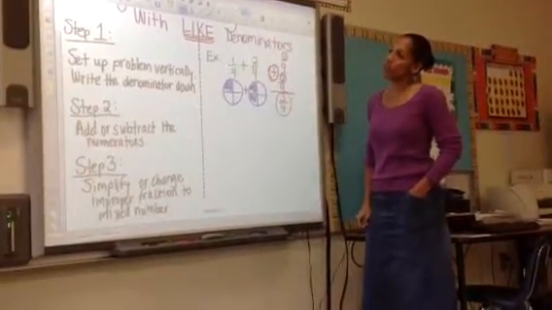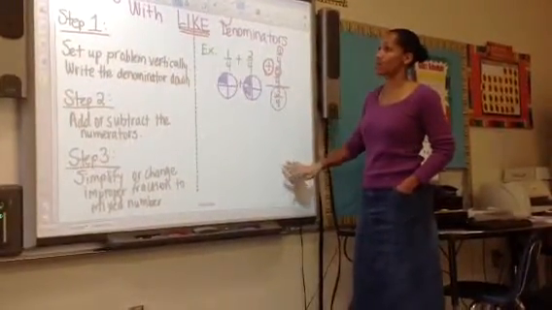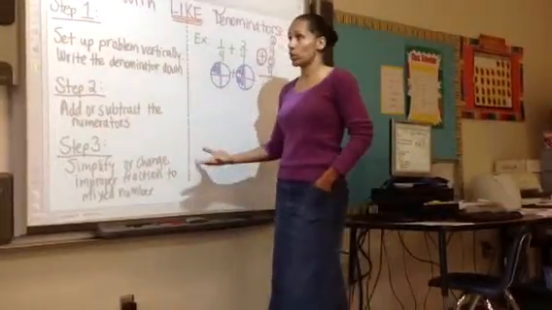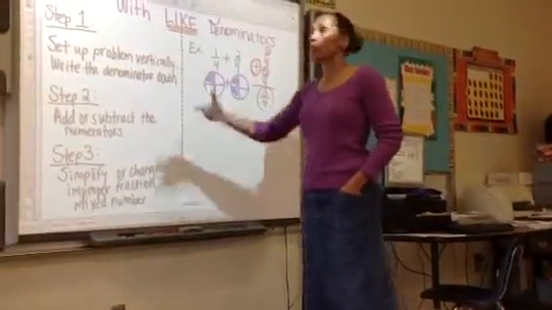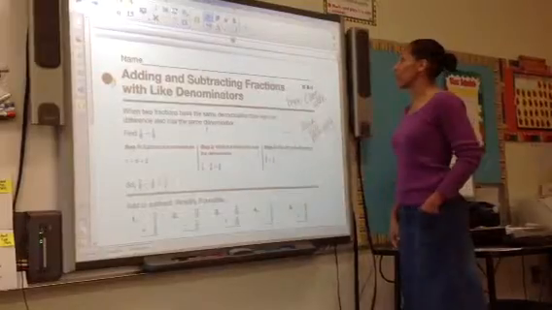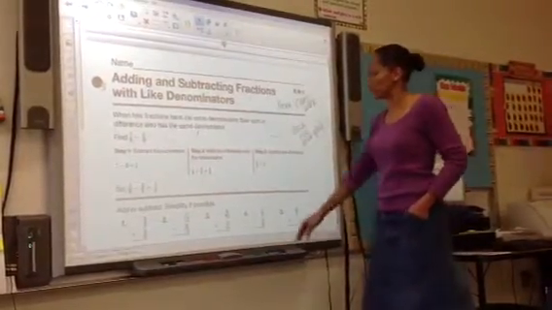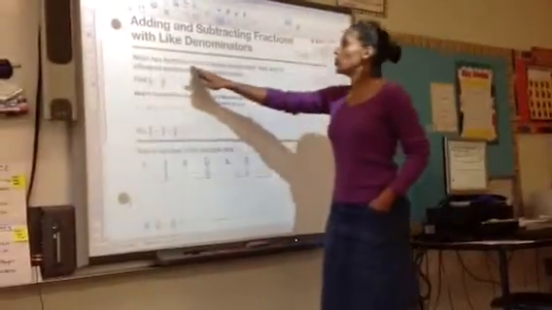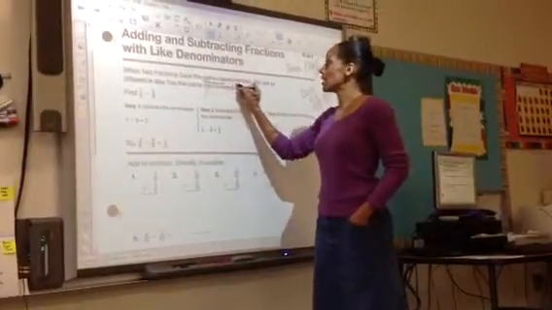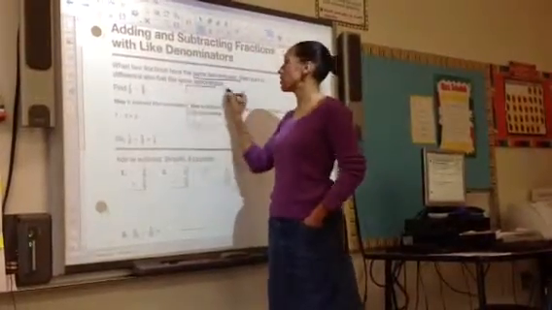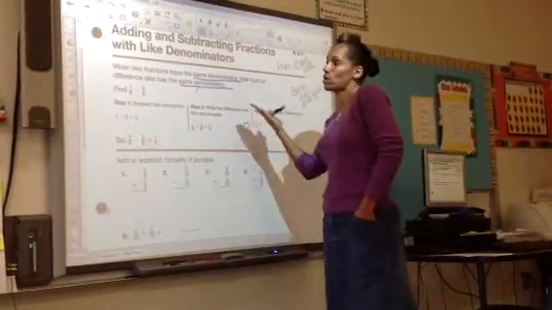What we're going to do is practice adding and subtracting by using these same 3 steps on a worksheet that you have. So we're going to get your worksheet passed out. And this is what your worksheet looks like. Adding and subtracting fractions with like denominators. When you look up here, it tells you when 2 fractions have the same denominator, their sum or difference also has the same denominator. We don't have to do any changes.